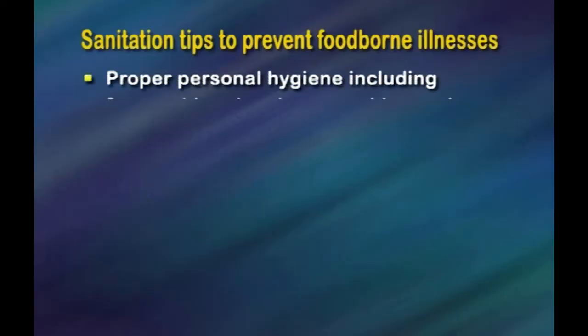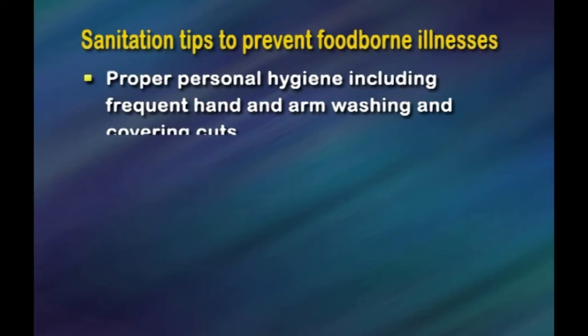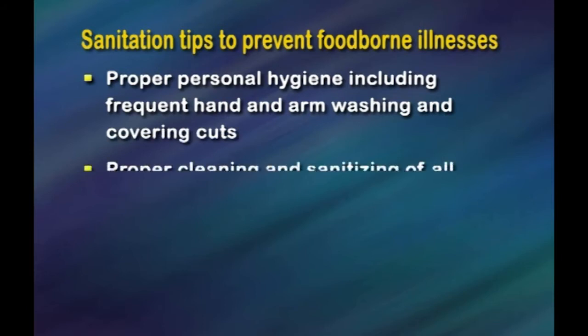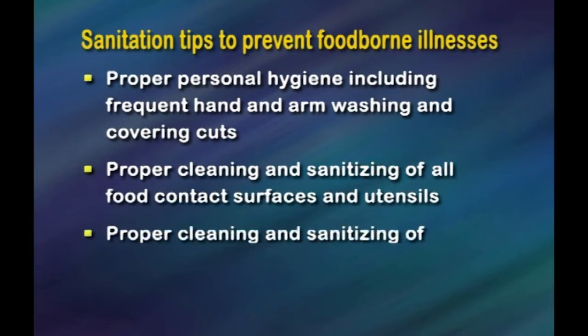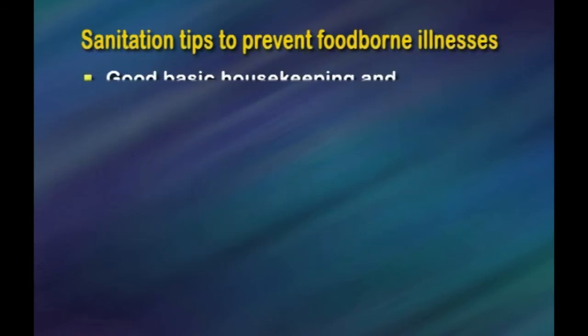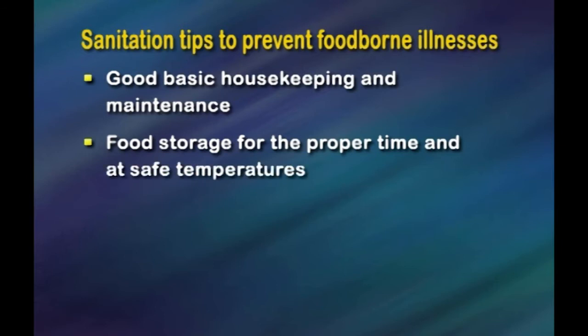Five frequently mentioned sanitation tips to prevent foodborne illness in food service and retail businesses are: proper personal hygiene, including frequent hand and arm washing and covering cuts; proper cleaning and sanitizing of all food contact surfaces and utensils; proper cleaning and sanitizing of food equipment; good basic housekeeping and maintenance; and food storage for the proper time and at safe temperatures.